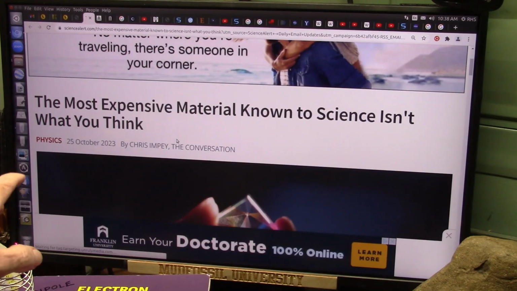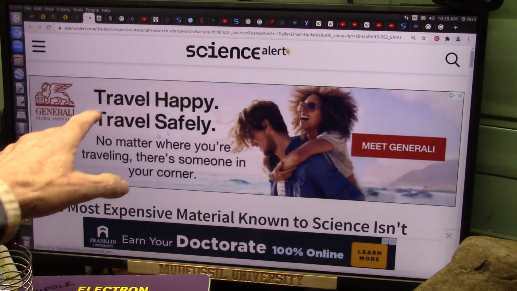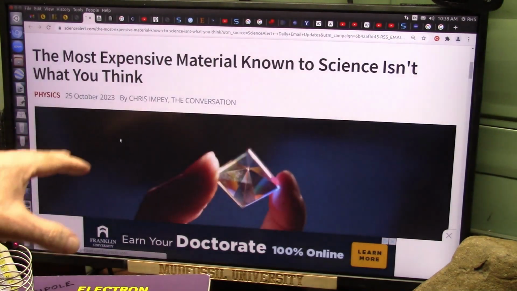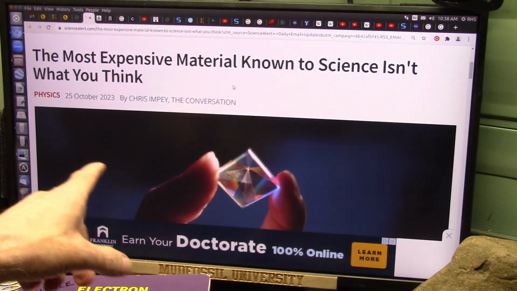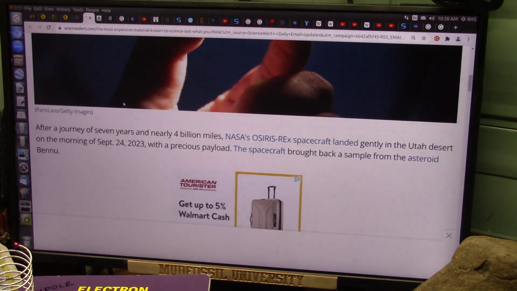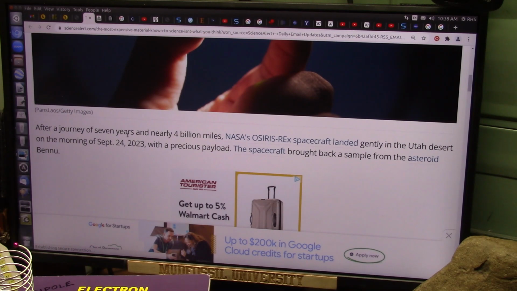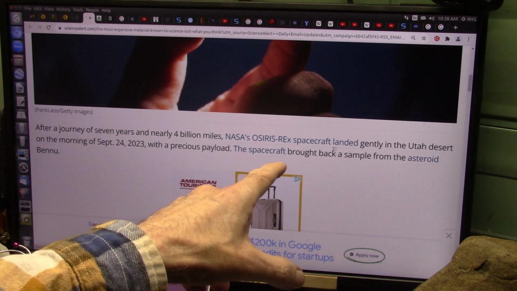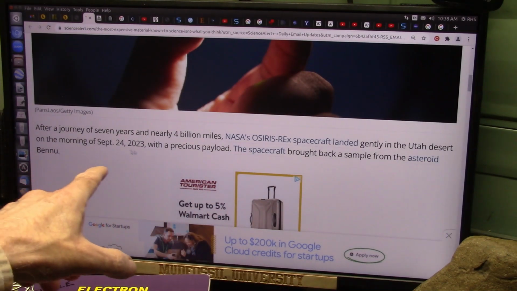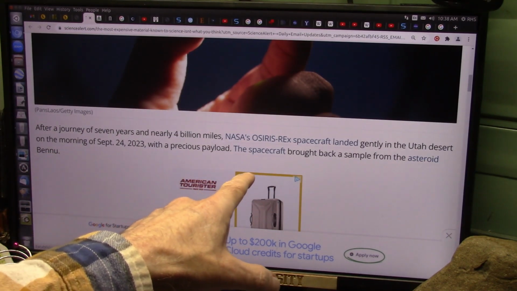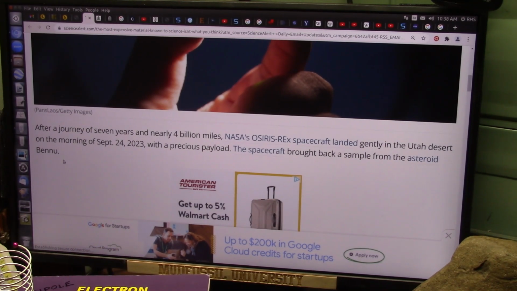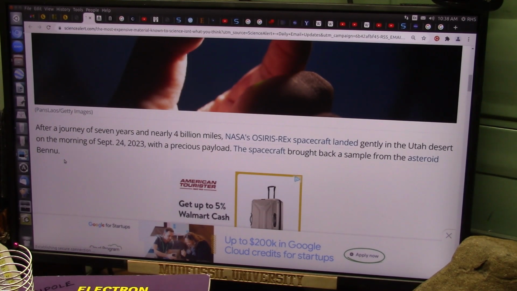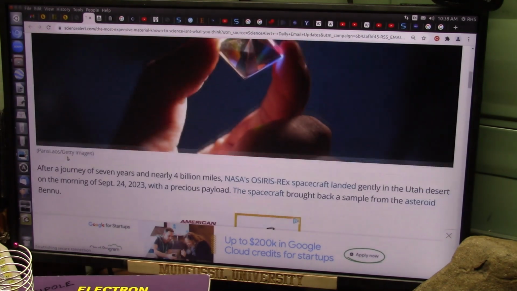So here's another one. This is from Physics Science Alert and they're just telling you papers that people are putting out. Most expensive material known to science isn't what you think. Guess what it is? After a journey of 7 years, 4 billion miles, NASA's OSIRIS-REx landed gently in Utah desert with a precious payload. This brought back a sample from the asteroid Bennu, and guess what it is? It's blood. I absolutely guarantee you, I know exactly what's in that. It is blood.